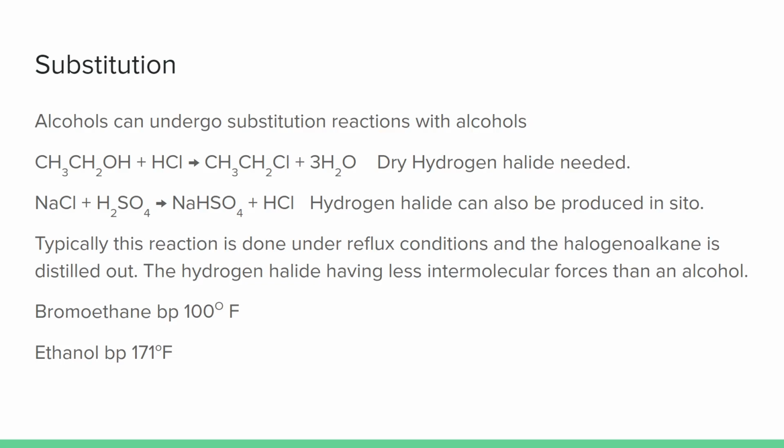The next reaction that we're going to go over is going to be substitution. And there's a couple of different ways that alcohols can undergo substitution. One of the big key ways is by adding a hydrogen halide, okay? And a hydrogen halide will be able to replace the alcohol group, and we'll be able to make water from that reaction.